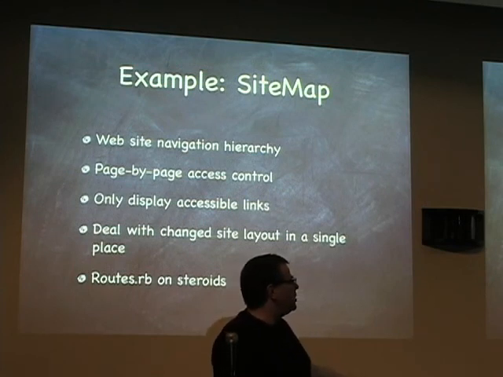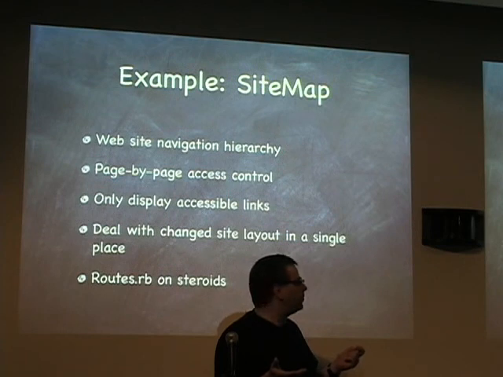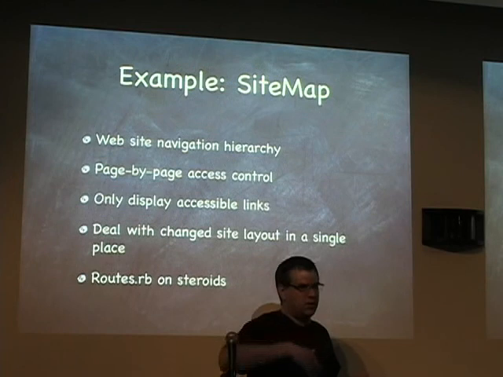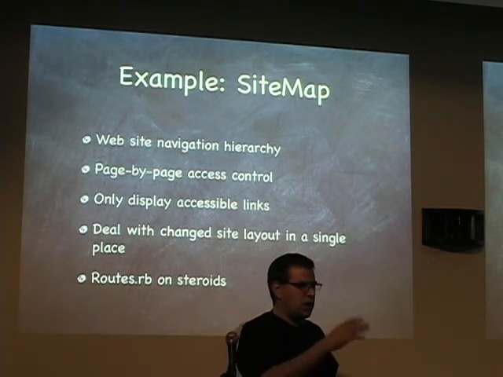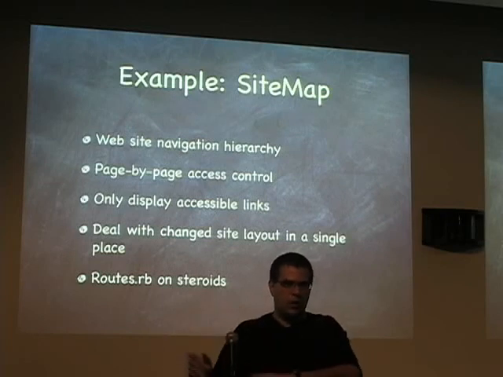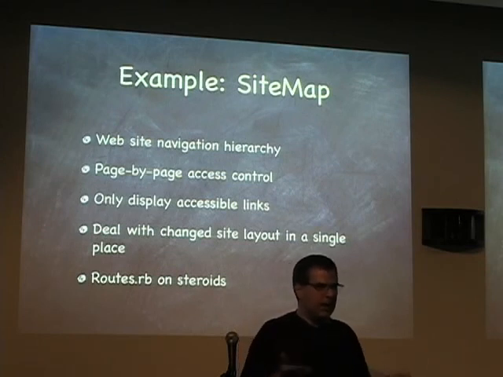So, sitemap: website navigation hierarchy, page-by-page access control. When you want to display the navigation for a given page, only display the accessible links. Deal with changes in site layout in a single place. Think about, who here has done Rails work? Okay, so there's routes.rb, which basically describes if a request comes in for this URL, here's the controller, here's the method on the controller. By default, look up the name/name and you'll get to the right place.